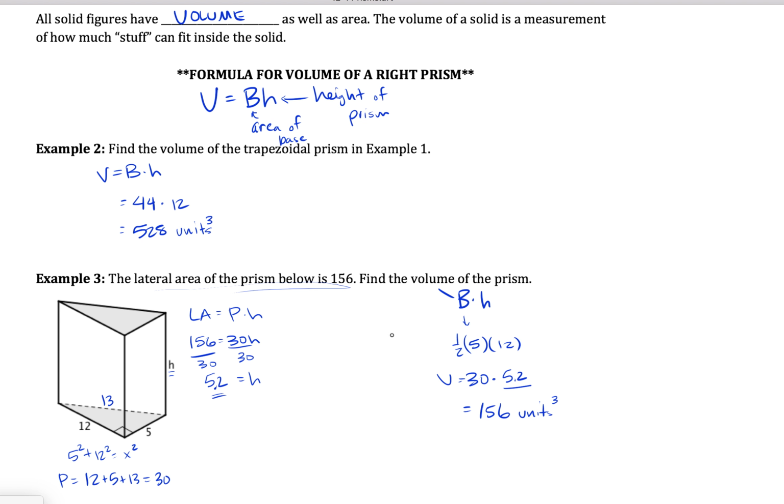That is not always going to happen. It just so happened that the lateral area was 156 and it was the same as the volume. That is not some magic shortcut that you can apply to all problems. It was just a quirk of this one.